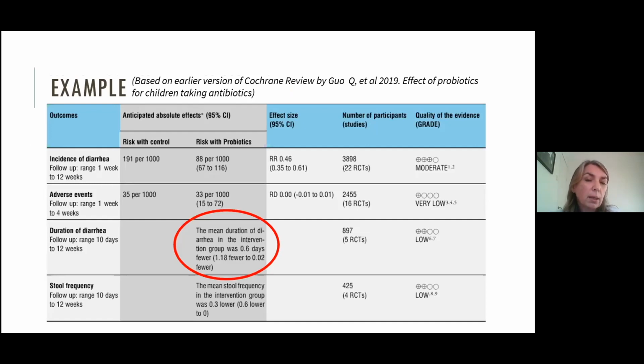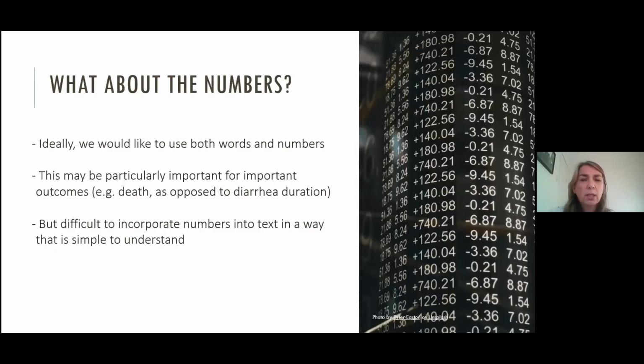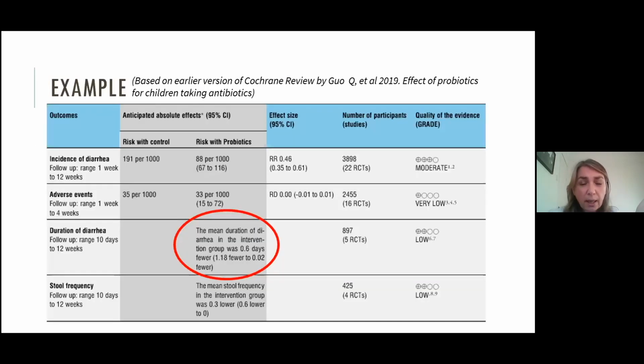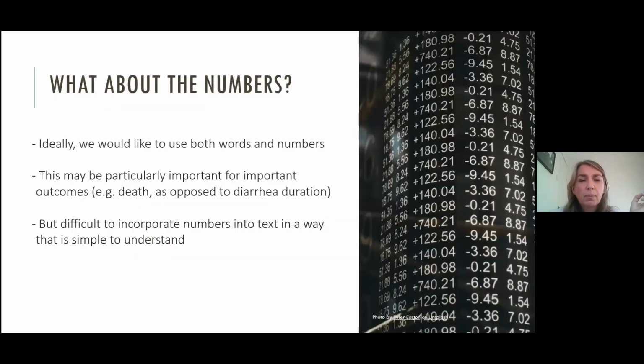And we should consider that it makes little or no difference. So ideally, for important outcomes, for instance if the outcome hadn't been the duration of diarrhea but had actually been death, then these kinds of numbers suddenly make a really important difference.